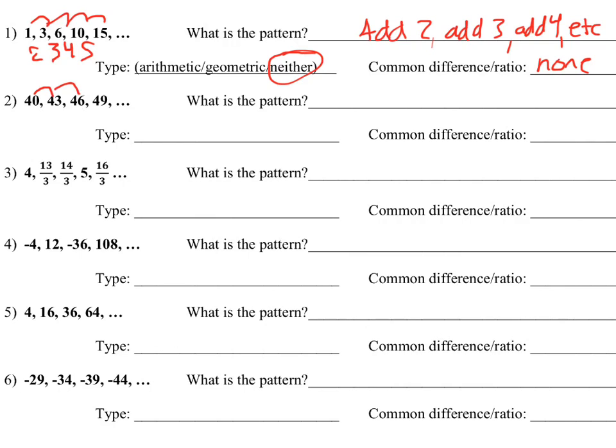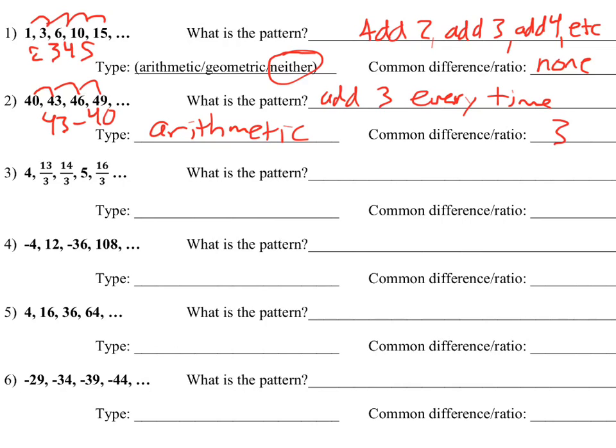Whereas on the next one, I'll notice here, I'm adding 3 every time. I'll write that out for you. Add 3 every time, which is an arithmetic type sequence. And if you have an arithmetic sequence, you can get a common difference, and that is by just taking any term, subtracting the previous one, which will give you 3. And moving on to the next one.